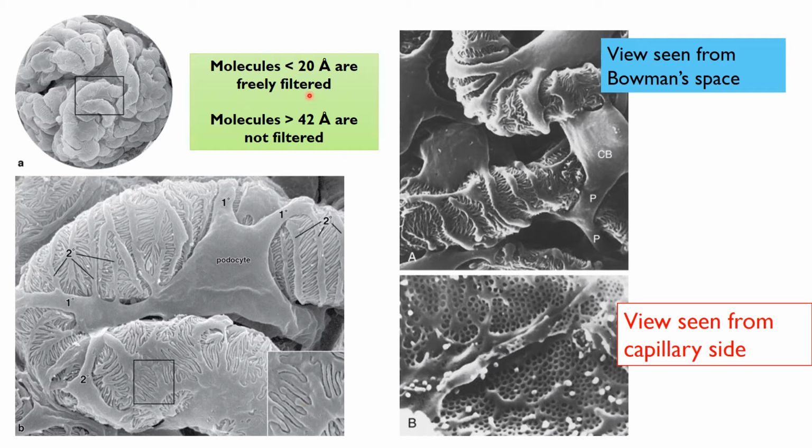And that cutoff is between 20 and 42 angstroms. So molecules less than 20 angstroms are freely filtered. They're definitely small enough to fit through. Molecules bigger than 42 angstroms are definitely not filtered. They're definitely too big to fit through. And then kind of depending on other characteristics, which we will talk about in a minute, if you're in between that size, you may or may not get filtered.